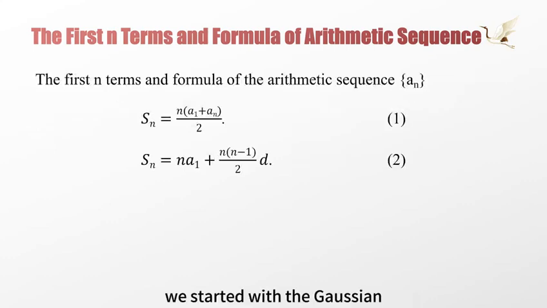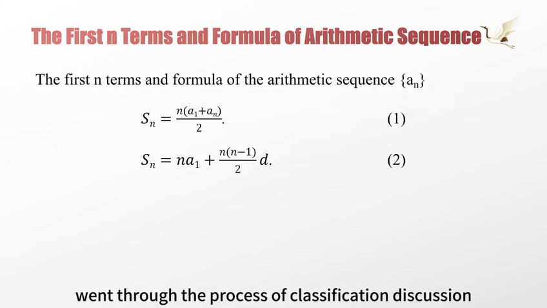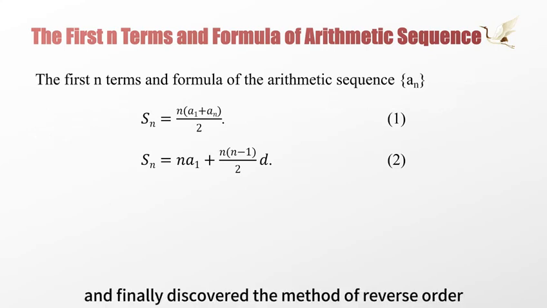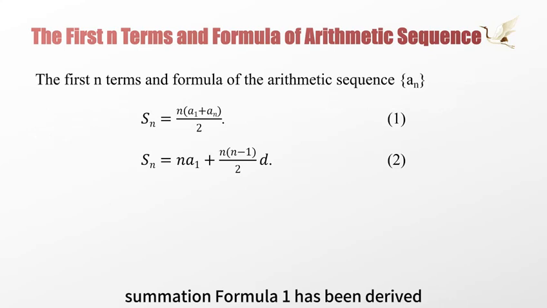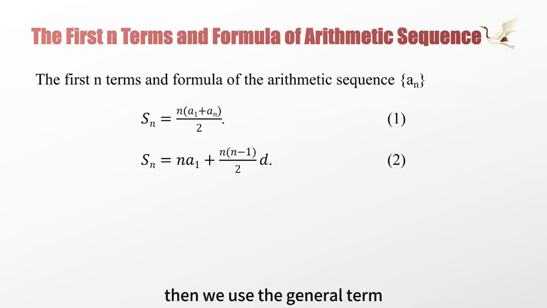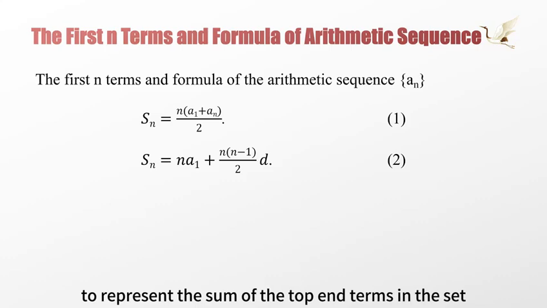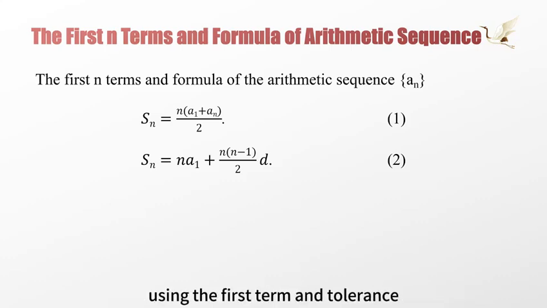We started with the Gaussian head-to-tail pairing method, went through the process of classification discussion, and finally discovered the method of reverse order summation. Formula 1 has been derived. Then we used the general term formula of arithmetic sequences to represent the sum of the first n terms using the first term and common difference, and obtained formula 2.